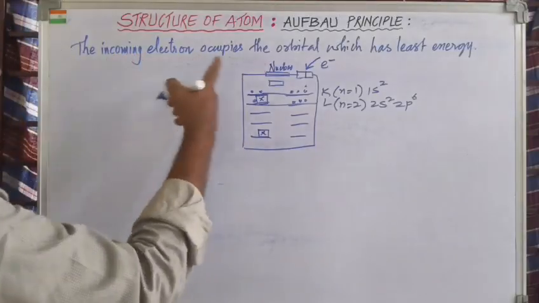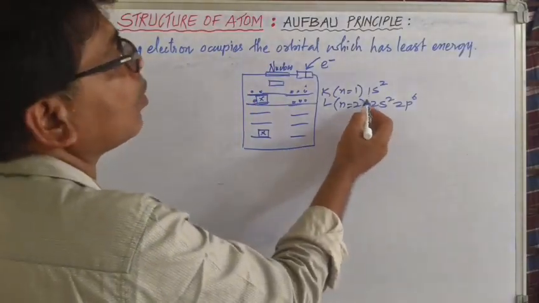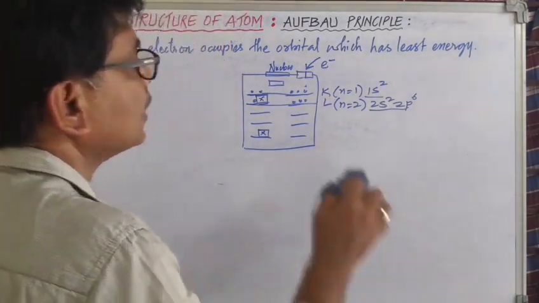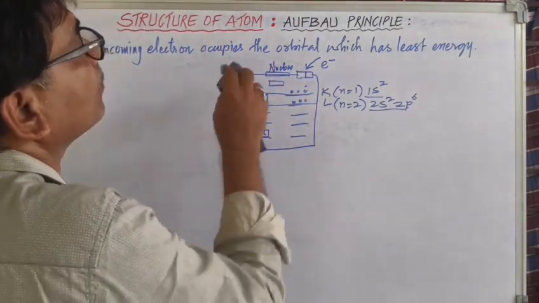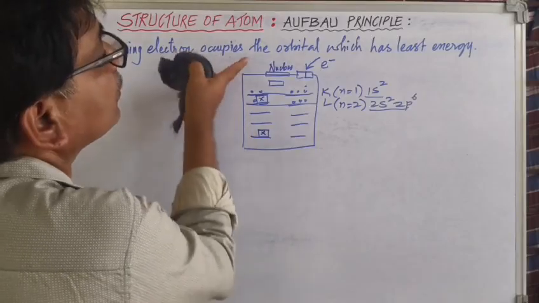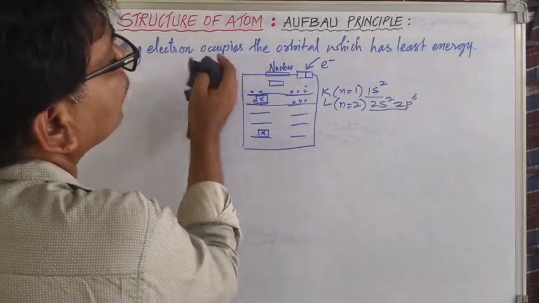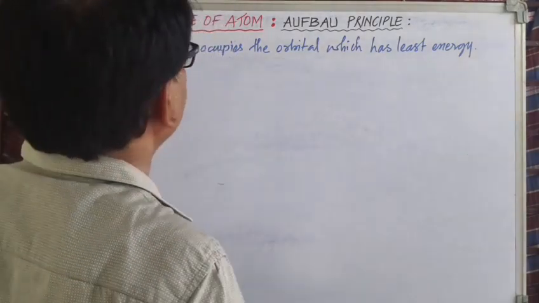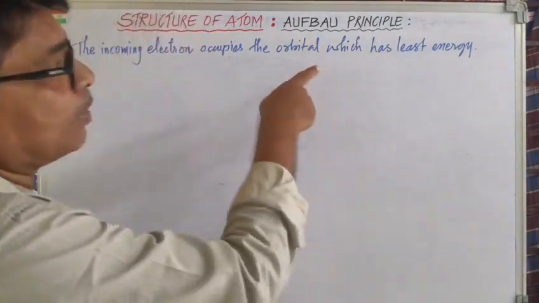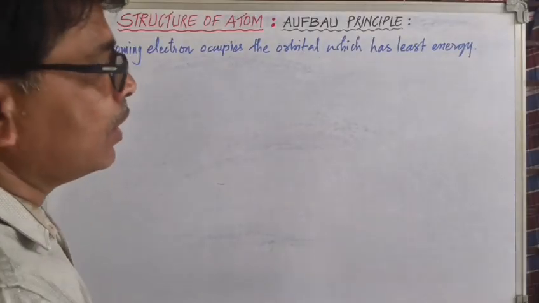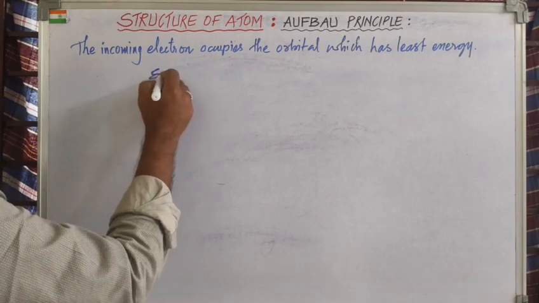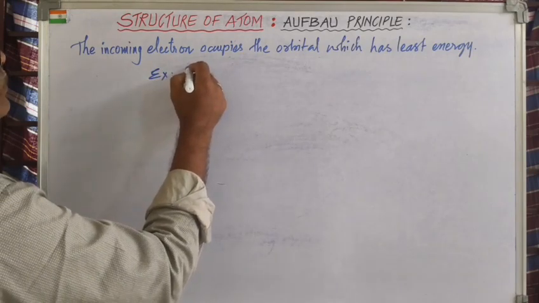Like that, the incoming electron has to occupy orbitals which have least energy. That's what it means. Here the least energy is the people sitting very close to the board. What is our board now? Nucleus. This is another example to explain the same rule: the incoming electron occupies the orbital which has least energy. Now, according to our science concept, let us take the example of potassium.